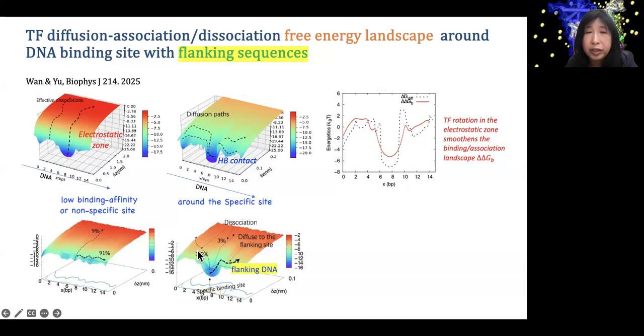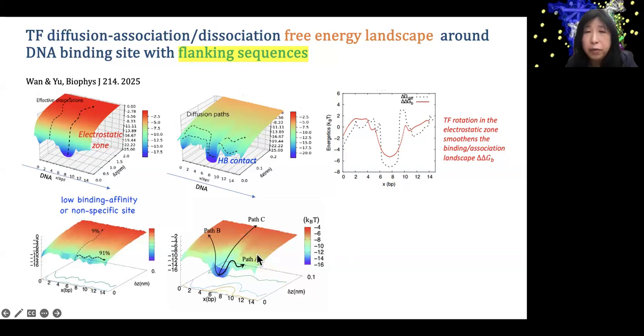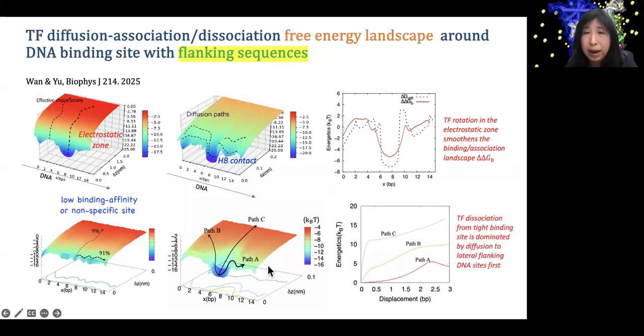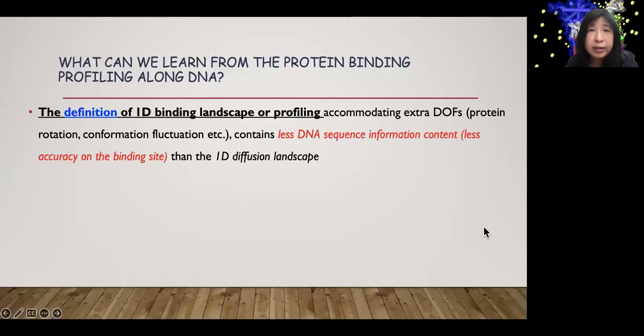On the other hand, they do have the chance to diffuse to the neighboring site for the dissociation. So if we compare these ABC paths, we see that the path going to diffuse to the neighboring or flanking site indeed has the lowest barrier. So we suggest that the probability is largest if the protein wants to dissociate from the specific binding site, and this is largely dictated by the diffusion to the flanking site.